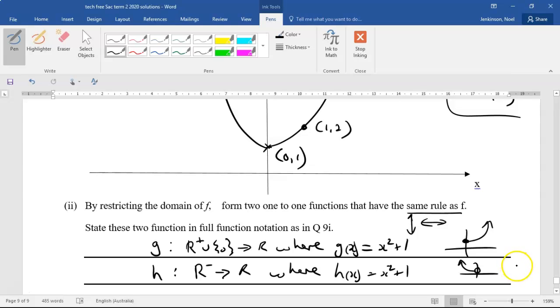This whole last question is worth 4 marks. 1 for that function, 1 for that function, 1 for the graph, and 1 for the y-intercept would be the 4 marks.